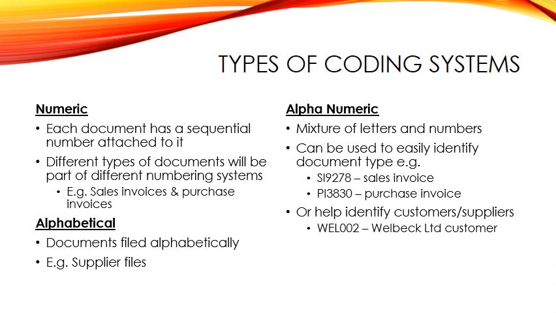Alphanumeric codes are also often used to help us identify customer or supplier accounts in our sales and purchase ledger. So, for instance, we might have the example WEL002. Well, that might tell us that we're dealing with a customer whose name starts with WEL, for instance, and then we have a numeric element to distinguish between all of those customers whose name begins with those three letters.